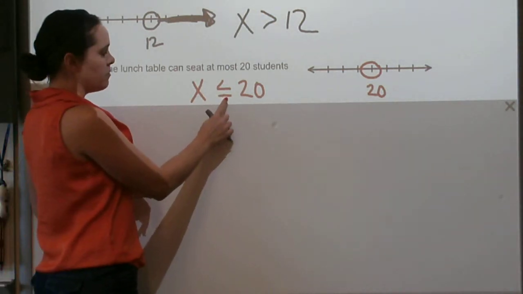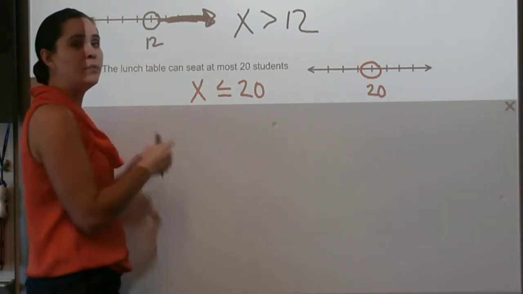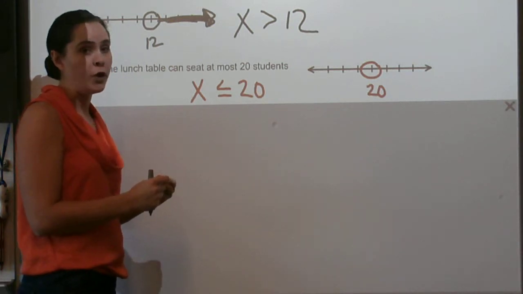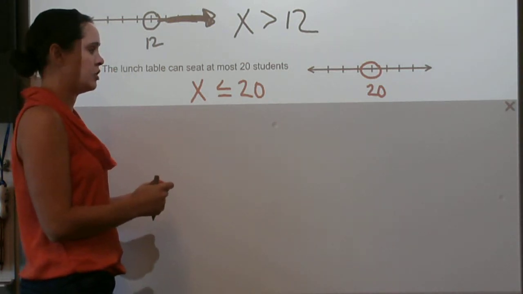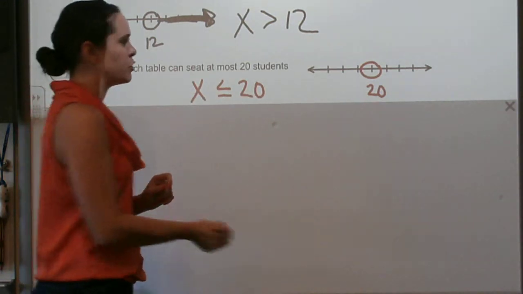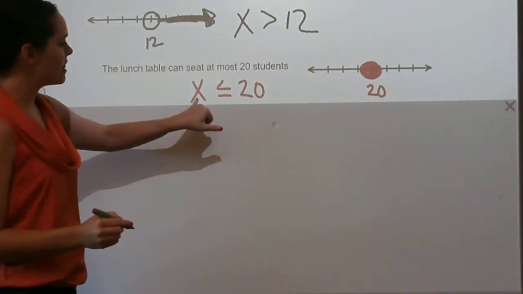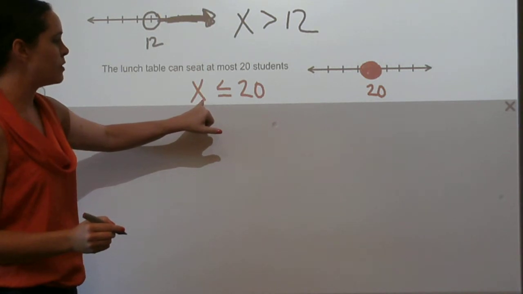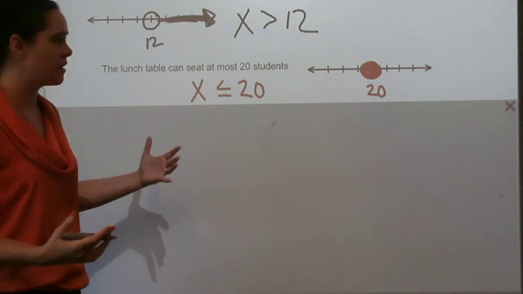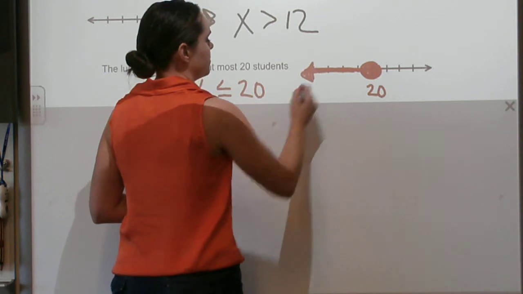Okay? Now this symbol says less than or equal to 20, which means that our value for X could be 20. We could have 20 students sitting at the lunch table, or we could have 10 students sitting at the lunch table. So we need to include that our answer could also be 20. So we shade in 20. All right, it says that the X is less than or equal to 20, which means we can have 10 students, 5 students, 1 student, even 0 students at the lunch table. So that means we need to fill in our number line to the left.